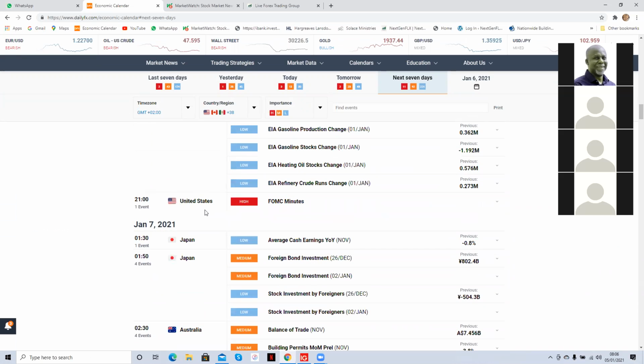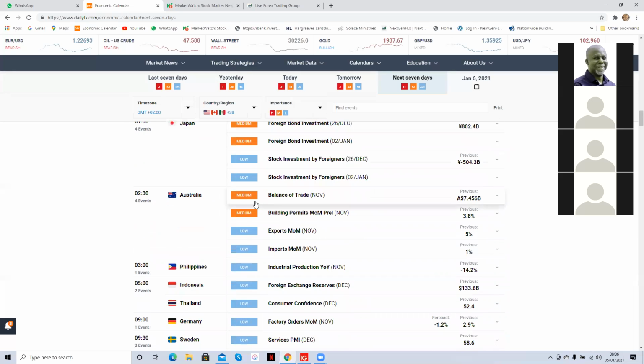So that's a report of huge significance tomorrow, coming out at 9 p.m. GMT +2, the United States FOMC minutes. FOMC is Federal Open Market Committee. So basically there's going to be very little trading tomorrow because there's a very high probability of the markets just trending sideways all day till that comes out late at night.